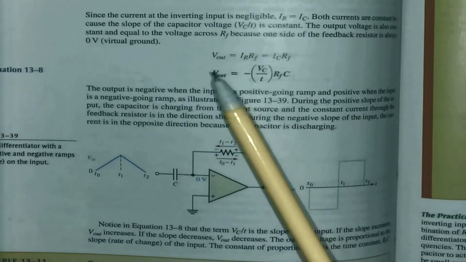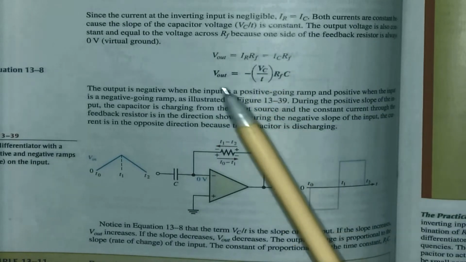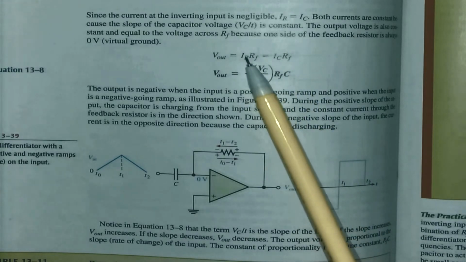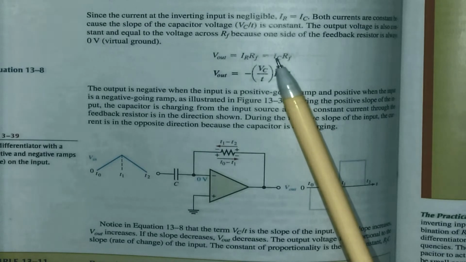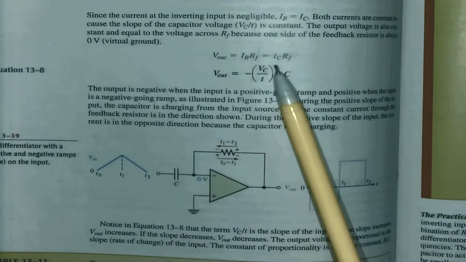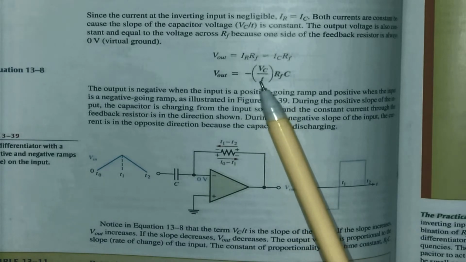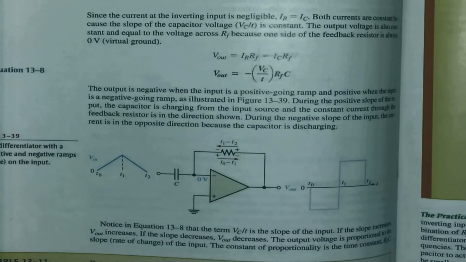Right, here they give us V out is equal to IR times RF. We know that will be true. And because IR and IC are equal to one another, I can also say it's IC times RF. Then I can say V out is equal to minus VC divided by T times RF times C. That is for my differentiator, and that is equation 13.8.